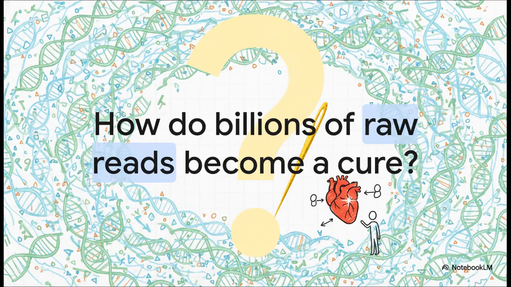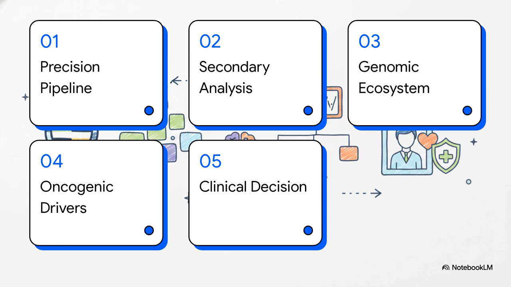So think about the sheer volume of data pumped out by modern sequencers. We're talking about a massive sea of billions of raw A's, C's, T's, and G's. Our big overarching goal here is transforming that intimidating chaos into a single, actionable clinical signal. How on earth do we find that one tiny needle in a billion-piece haystack that could actually save a patient's life? To answer that, here's our roadmap for today.